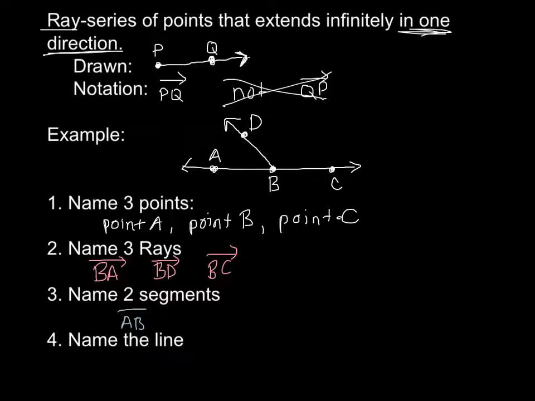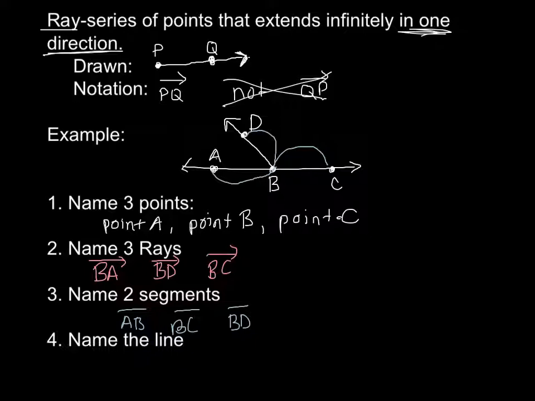Name 2 segments. Okay, so I have segment AB, right? If I stop them there, they can be done. And I can have segment BC. I could also have segment BD. Okay, that just means I'm describing what's in between these 2 spots, these 2 points, I should say, and these 2 points.